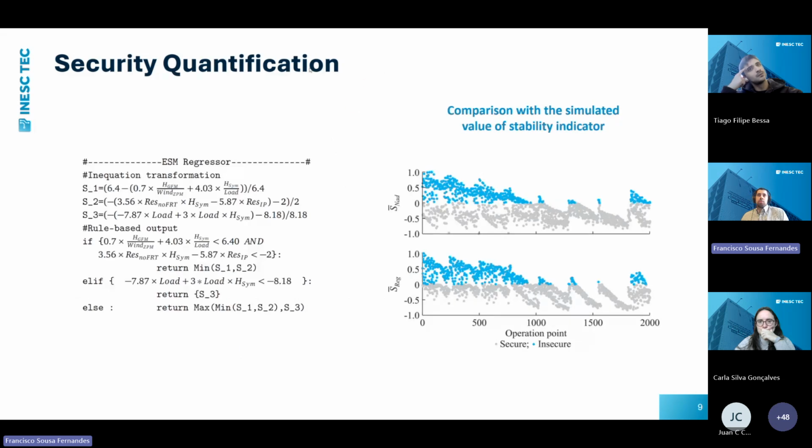And yeah, what this allows is to have something like this, where other than interpretability, I can also clearly see how far each operating point is from the security boundary. This is a comparison of the regressor that has been trained with our methodology and the real value of the stability indicator, okay? And as you can see, the patterns are very close.